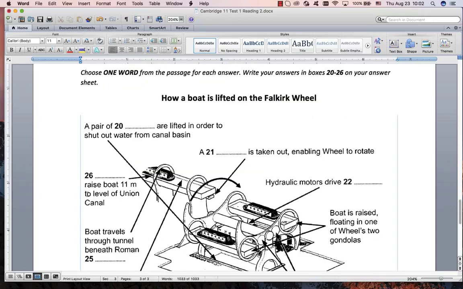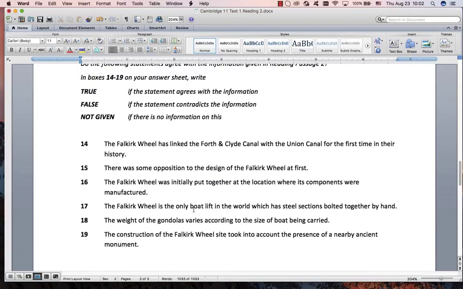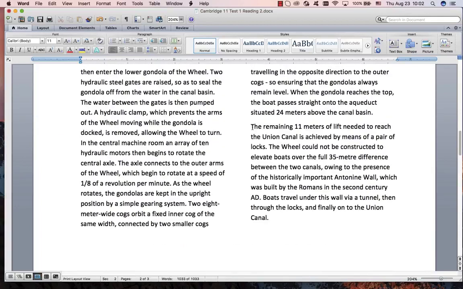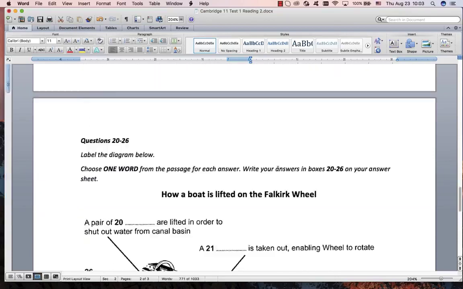Finally, 11 meters to the level of Union Canal. So they have gone back. You see, they always do it once. I don't know about always, but in all of the diagrams I've seen, they go in order, in order, in order, and then one of them, they jump back. So there's our 11 meters. There's Union Canal. What do we want?